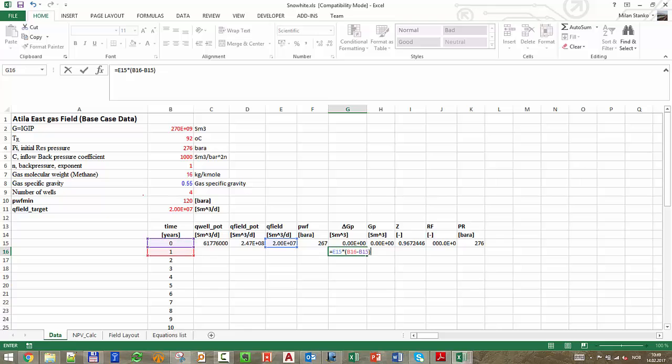And is that all? Think about the units. Do the units match? Yes, let's see. This number is in standard cubic meter per day. This number is in years. So I have to have the number of days per year, right, to make it consistent. How many days in a year?